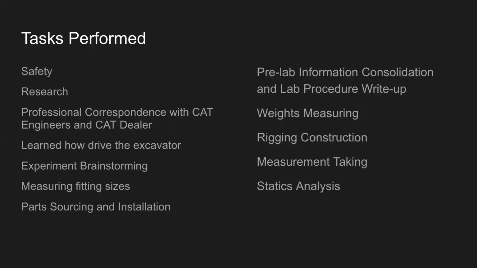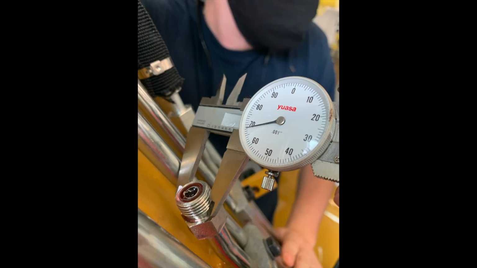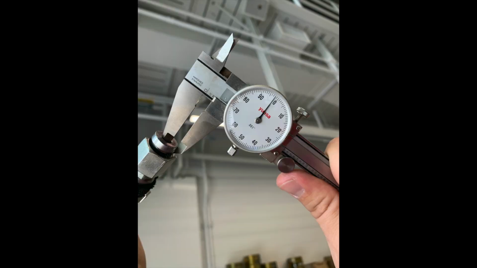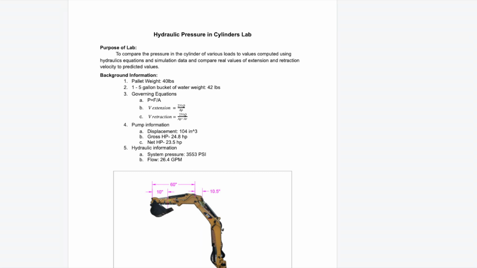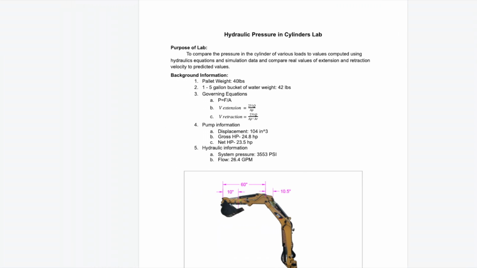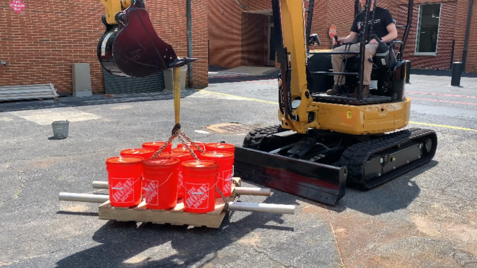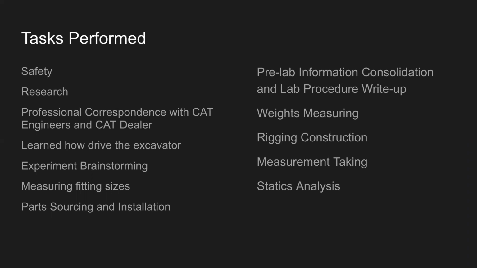When we figured out we wanted to do this experiment, we had to measure the fittings and order those parts. And when we did that, we decided that we needed to write down all of the procedures that we needed to take when we did the lab so that we had some type of guidance to go by. After that, we completed the experiment with its rigging, and we took the measurements that were needed. And after we did that, we did the static analysis and dynamic analysis and calculated our error.